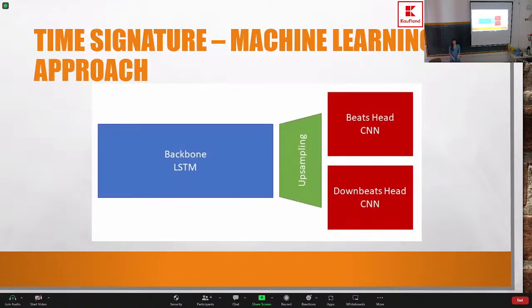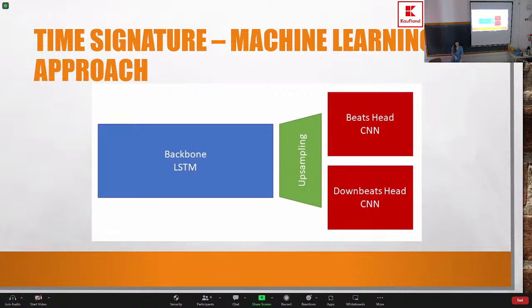For the machine learning approach, we have the input, the audio file, and then the output is two sequences, the beats and the downbeats. The first part is common for both tasks, the backbone, which is an LSTM network. For this, we have 3 layers with 128 units, and this is bidirectional, with a dropout of 20%. Then we have the upsampling layer because we have to have the necessary length. Then we have the heads. Both have in the end a sequence with two values at each position, one with the score for having the beat or downbeat and one for not having it.